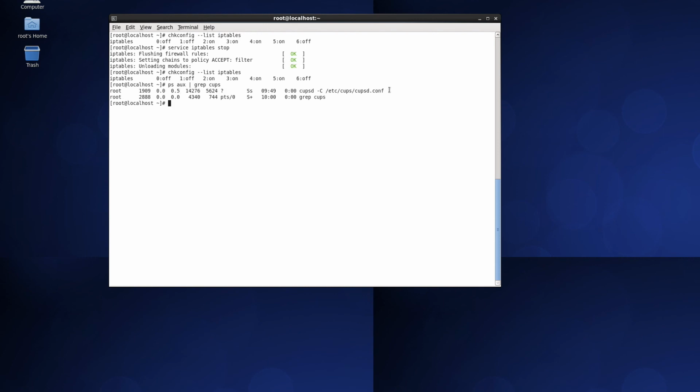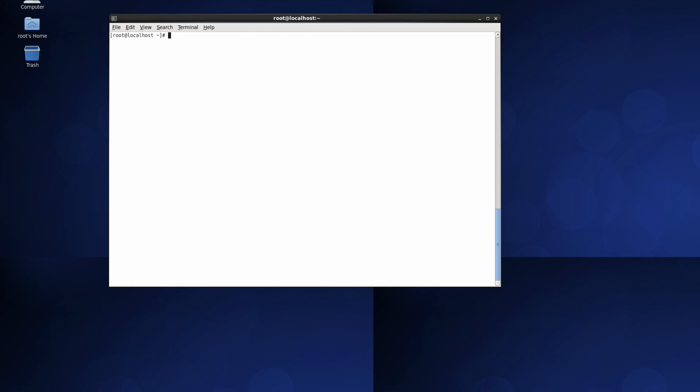Okay, good. So here's my actual cups daemon. This shows that cups is currently running on my computer. Okay? If I do a chkconfig for just cups, notice it says that's correct. I'm in run level 5, so it turns it on. Okay? So let's do this. Let's do a service cups stop. Okay, so I stop my cups service.